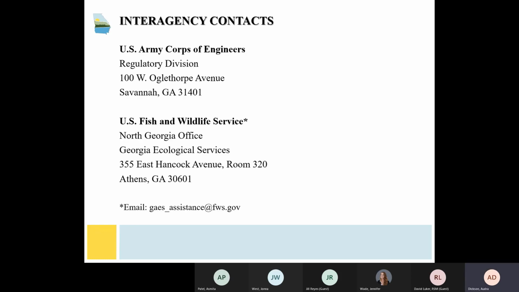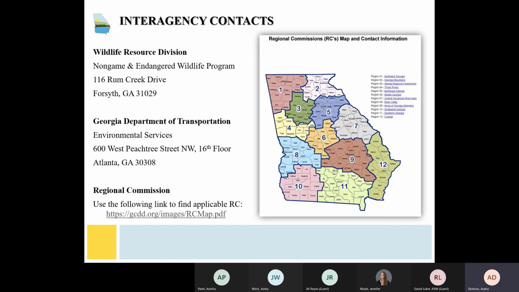Addresses for the U.S. Army Corps of Engineers and the U.S. Fish and Wildlife Services. Addresses for WRD's non-game and endangered wildlife program, Georgia Department of Transportation's Environmental Services, and a map of county assignments for each regional commission. Do note that the map for each regional commission has dated addresses, so please double check the addresses before mailing.